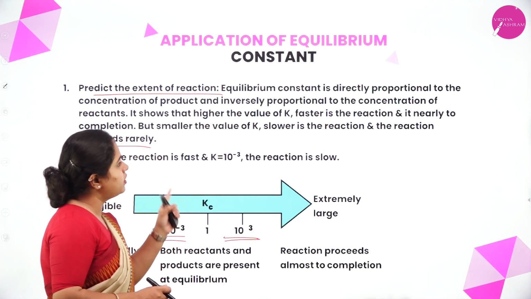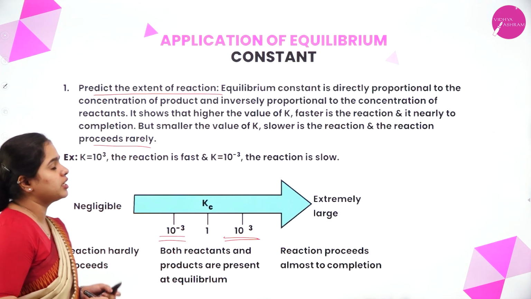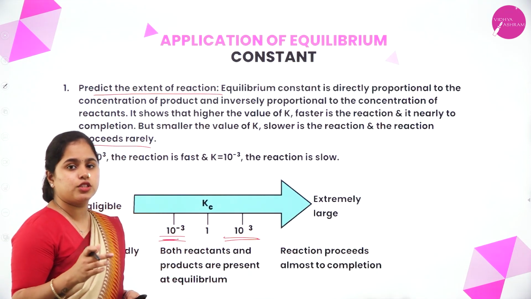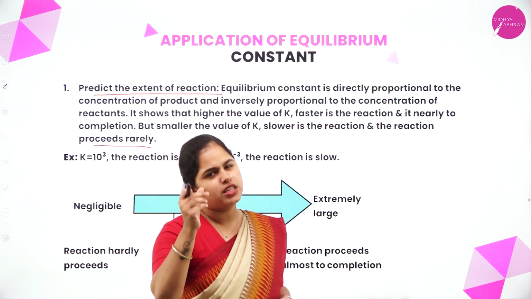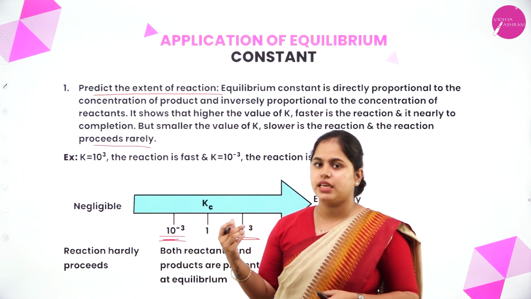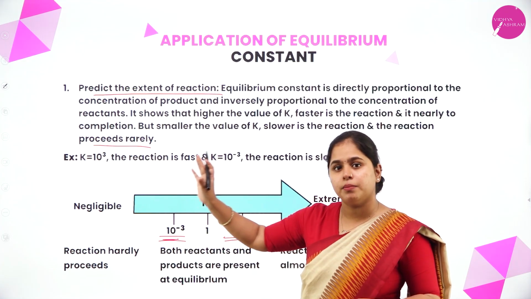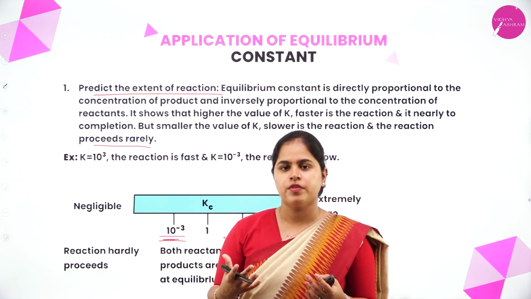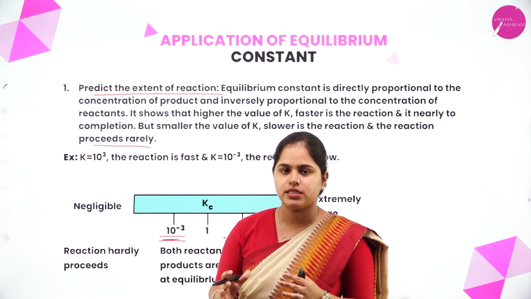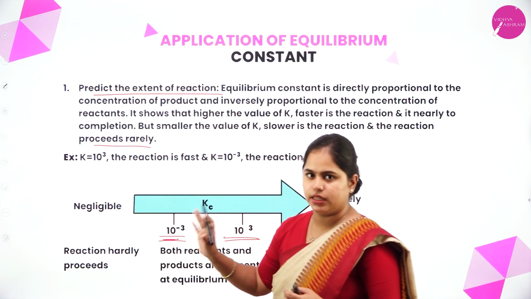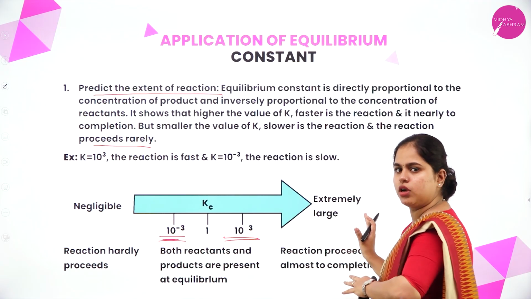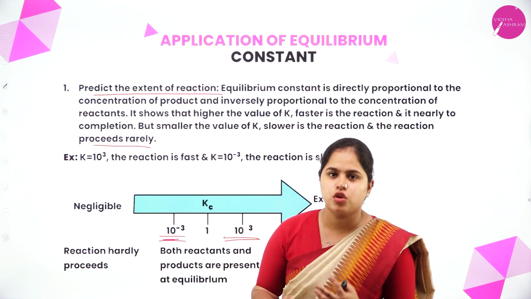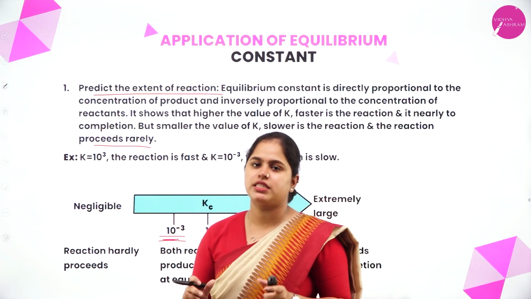But the smaller the value of K, the slower the reaction, and the reaction proceeds rarely. If the value of the equilibrium constant is 10 raised to the power minus 3 or lesser, that value is very small. In that case, the reaction is still at the beginning. The concentration of the reactants is really high, the reaction is continuing at a very slow pace and more reactants are still present. It still requires more time to complete, or we can say the reaction is rarely happening. It is a very, very slow reaction. So just by knowing the value of Kc, we can predict this.